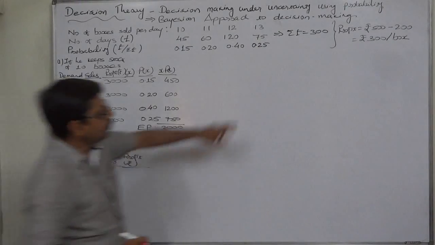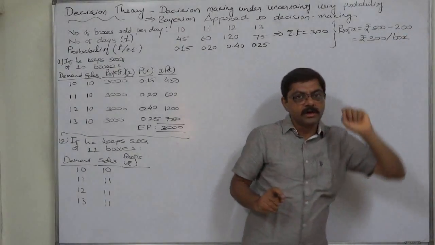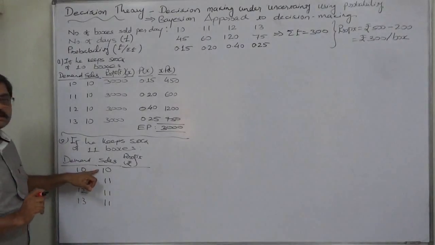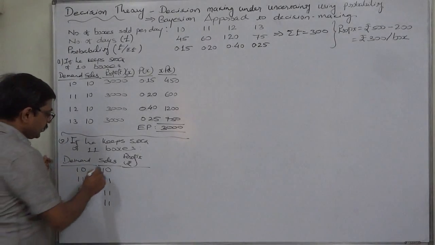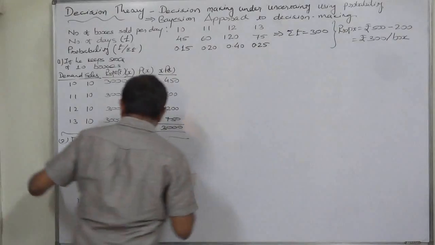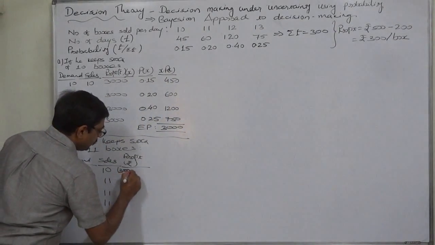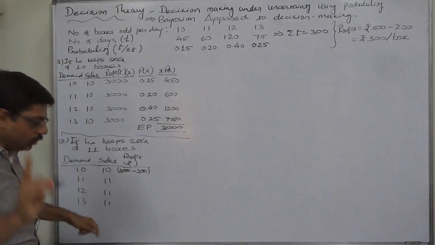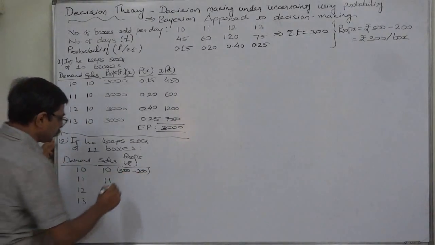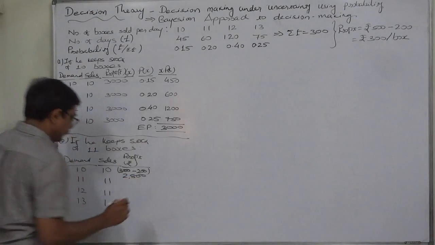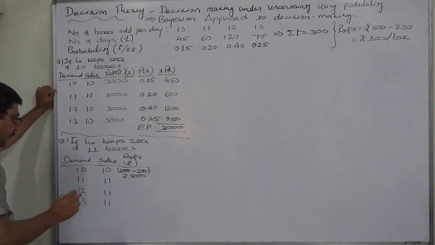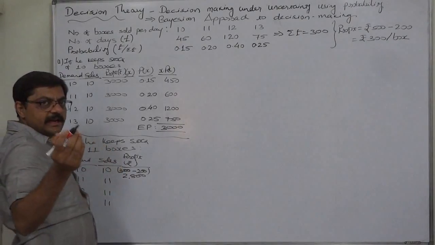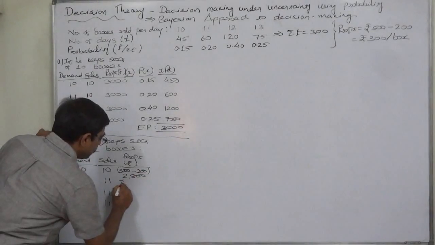That means the cost of the 11th box, rupees 200, should be written off against the profit made from the sales of 10 boxes. So 10 into 300, the profit will be 3000. But out of which he has to write off 200, the cost of the 11th unsold box. So his profit will be 2800. Now 11 stock, 11 demand, so he can sell all the 11 boxes. 11 into 300, 3300.